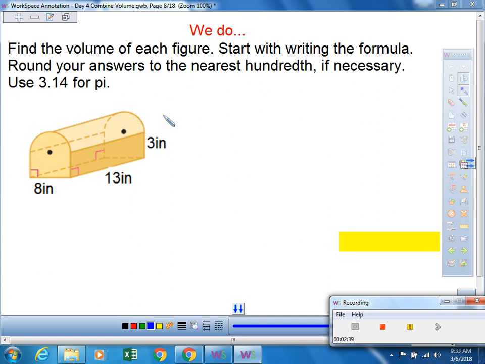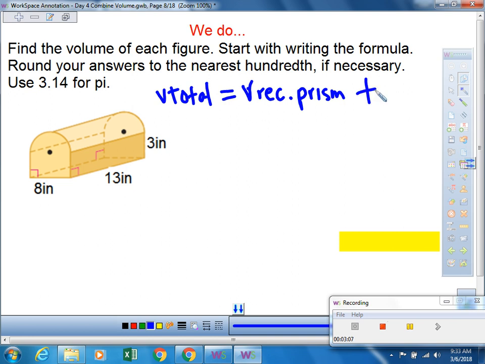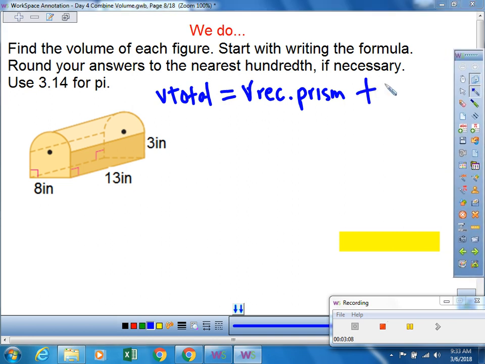So, in your notes, I want you to write V total, which is volume total, equals, so I see, we're going to do the prism first. So V rectangular, we're going to abbreviate rectangular, REC, prism, plus, and then it's 1/2, right? It's half a cylinder.